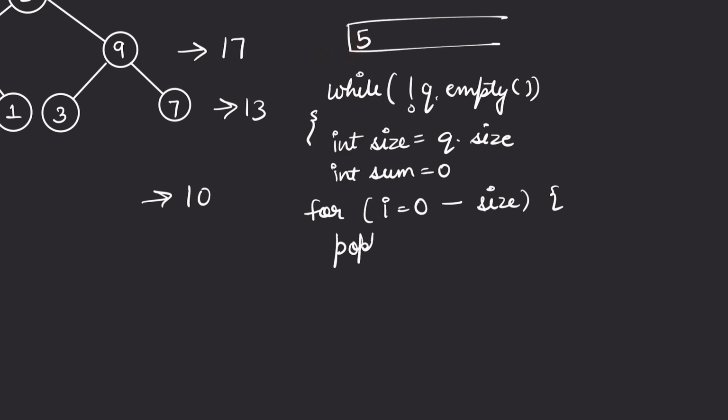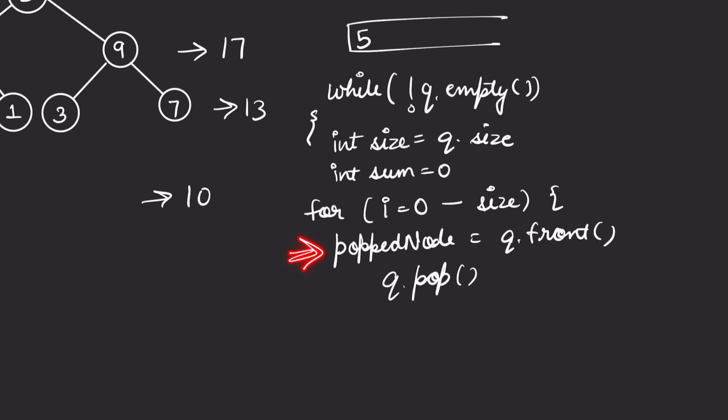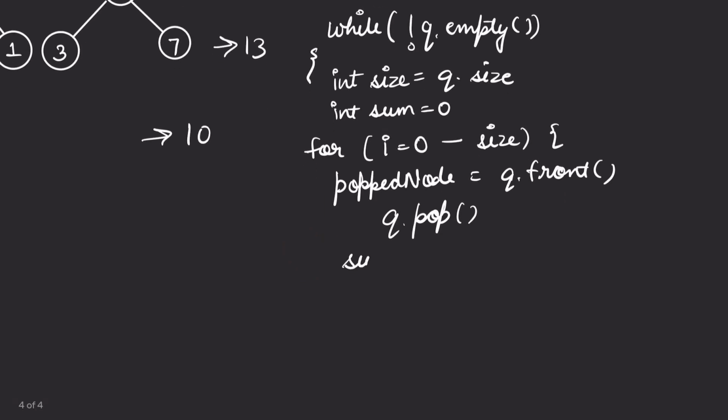Let's name it popped node, right? So in the popped node we will write queue's front. After taking queue's front, we will pop that node out of our queue, right? Now we have got one of the nodes which is present at this level, right? So in our sum we will update its value. Whatever is the popped node's value, that we will update inside the sum.